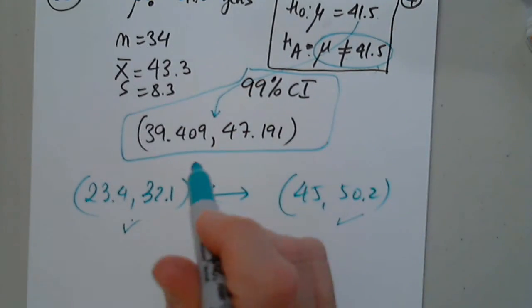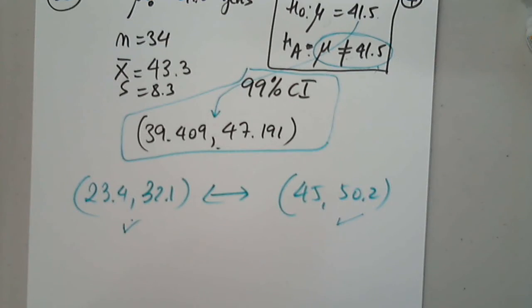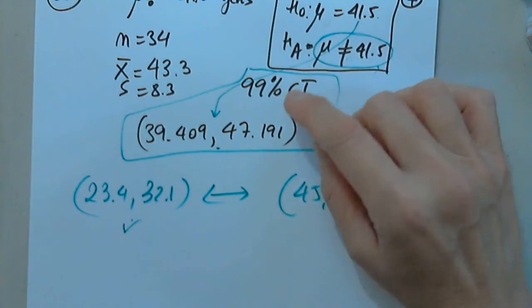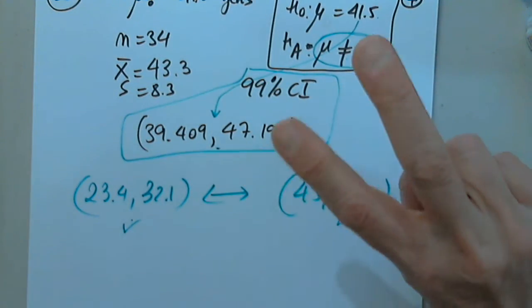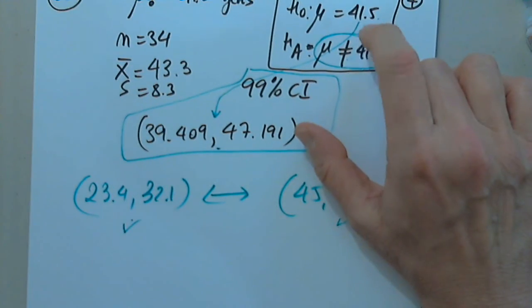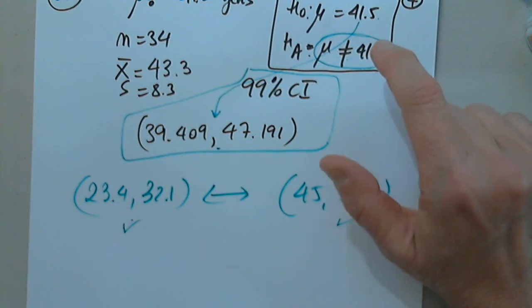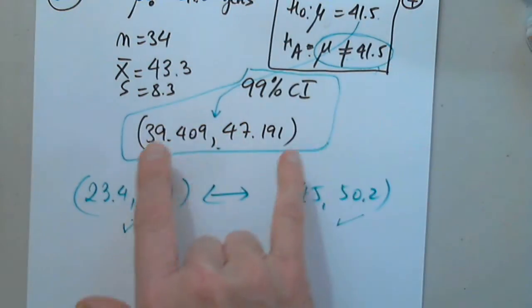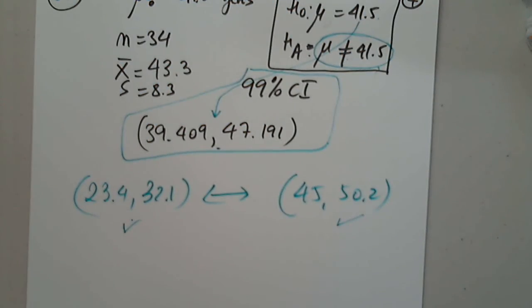But because 41.5 is in the interval, I cannot conclude that the mean number of years of these people on death row has changed from 41.5. So there is a correlation between test of hypothesis and the confidence interval. However, as I mentioned, they may conflict. I may decide here to reject a null hypothesis, and this may not reflect the same conclusion.